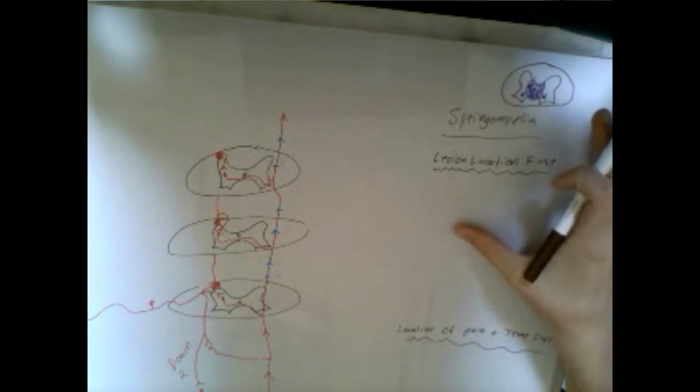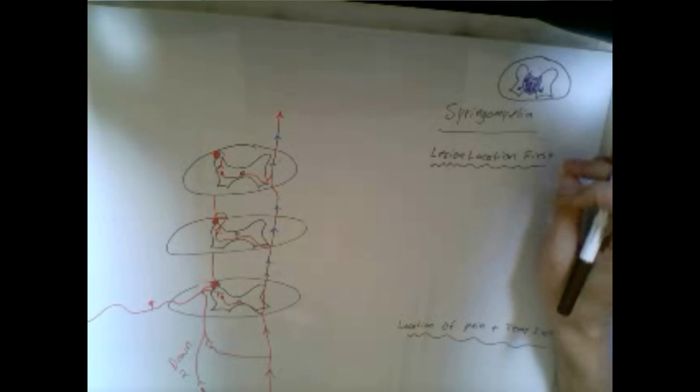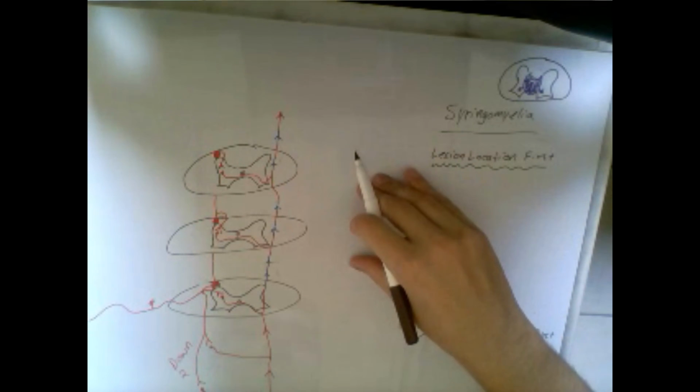So let's talk about syringomyelia. How they ask you questions is in two ways. First, they either give you where the lesion is, and you have to determine where the patient's deficit is going to be.